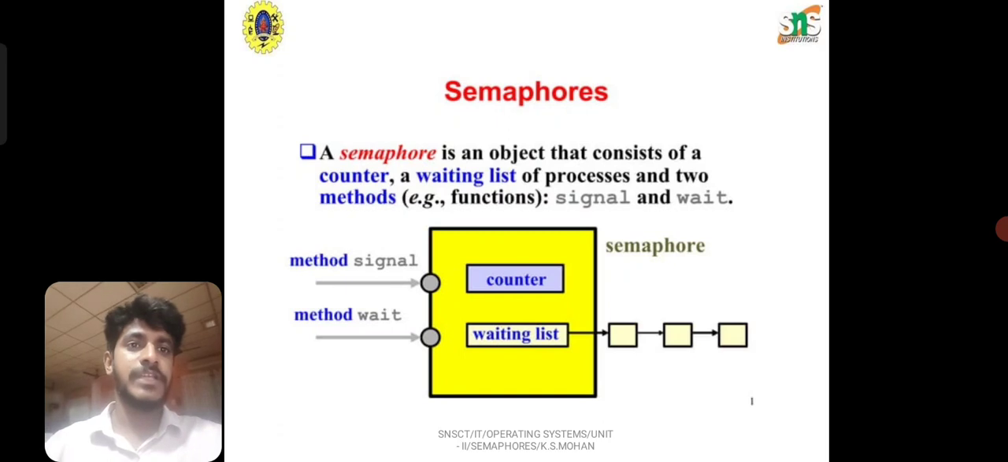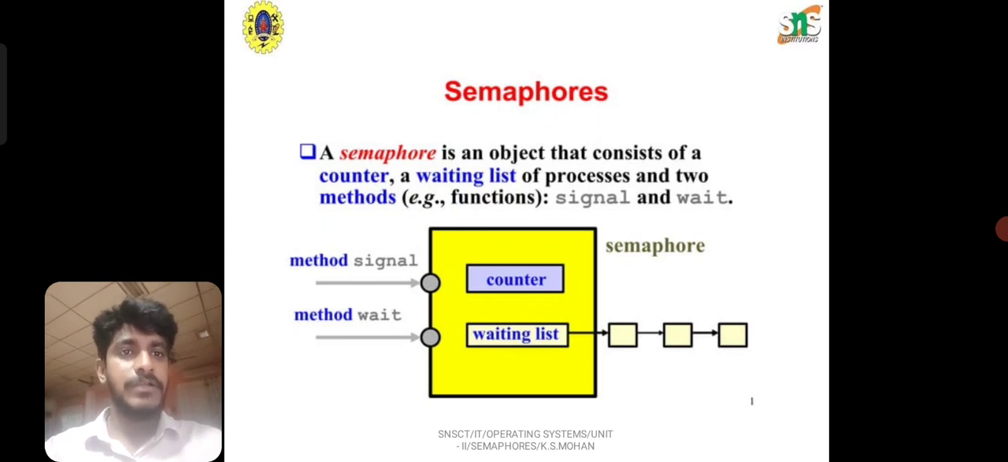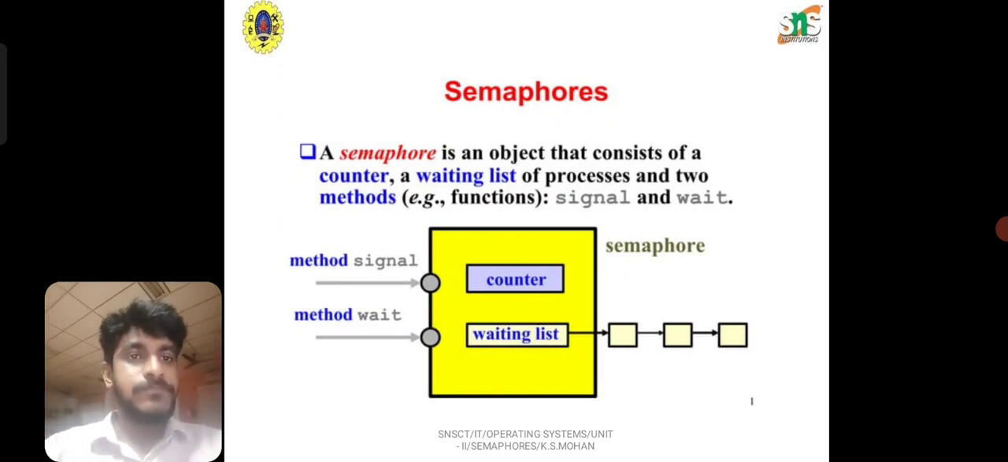A semaphore is an object. It consists of a counter, a waiting list for processes, and two methods: wait and signal. The counter tracks the processes, with functions such as signal and wait. Semaphore is generally considered an object in the operating system.